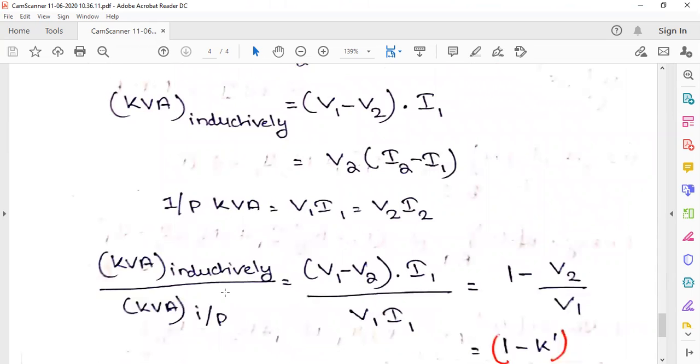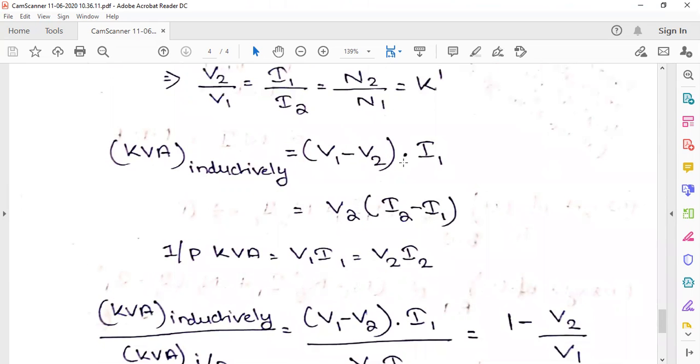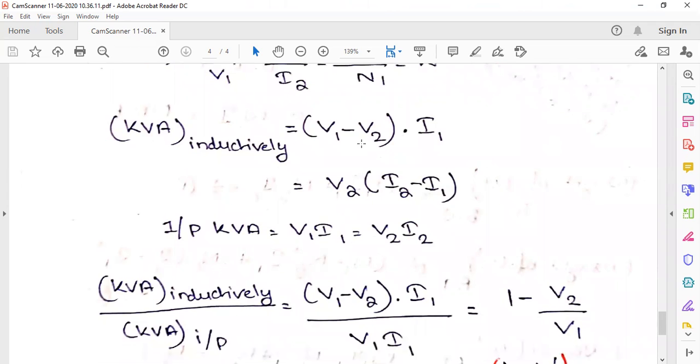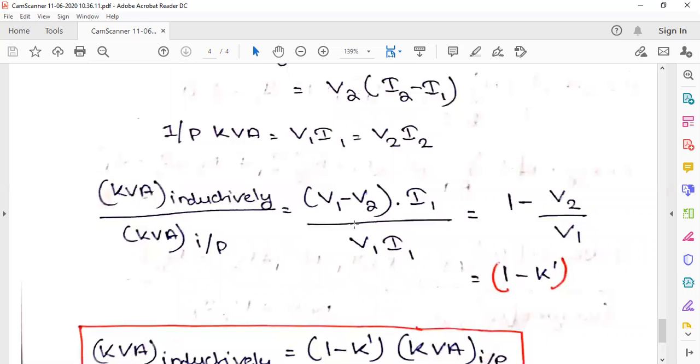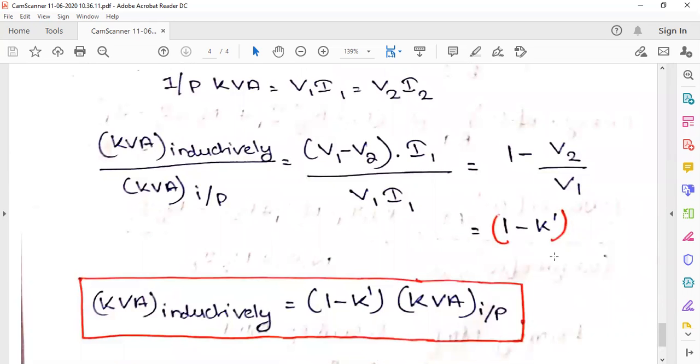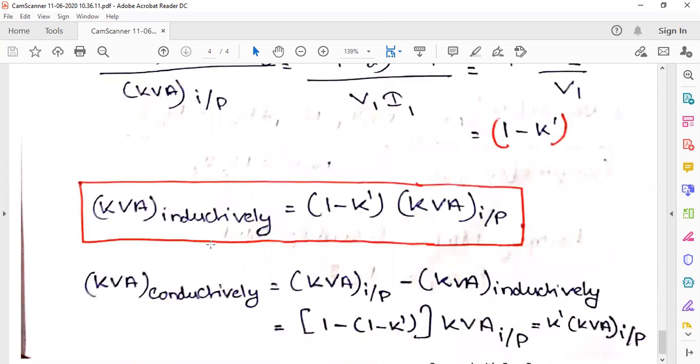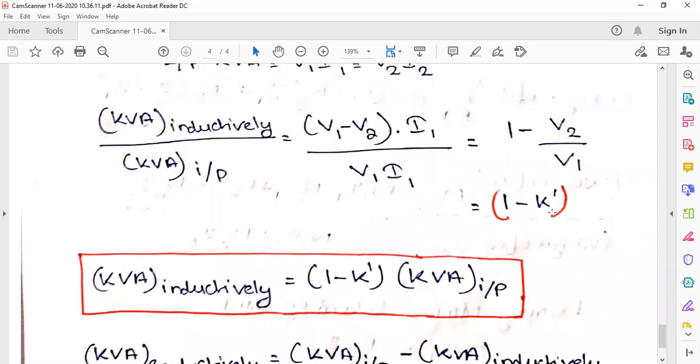So the kVA that we get inductively, by input kVA, will be V1 minus V2. We are just substituting here, and this is because it is in terms of I1; we took the primary side, I mean the series side equation. So V1 minus V2 into I1 by V1 into I1 is equal to 1 minus V2 by V1, which is equal to 1 minus K dash. So V2 by V1 is K dash. So the kVA that we get inductively is equal to 1 minus K dash into kVA input, right? kVA inductively is equal to 1 minus K dash into kVA input.